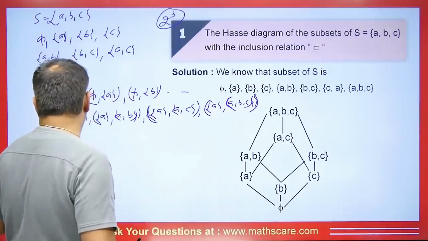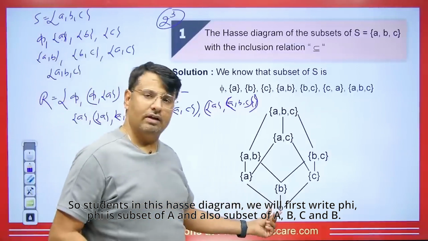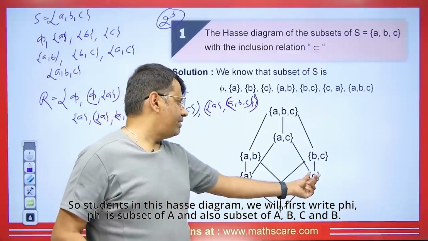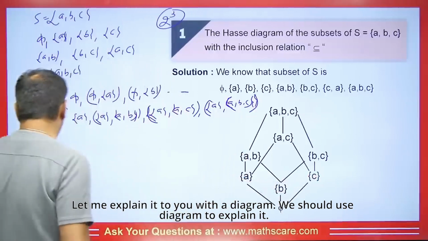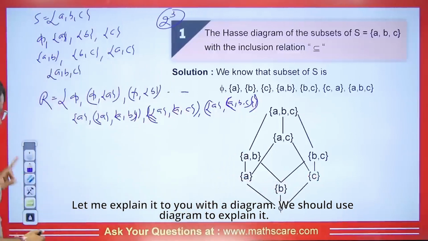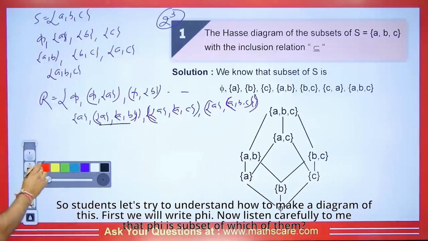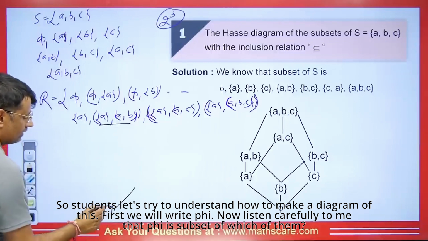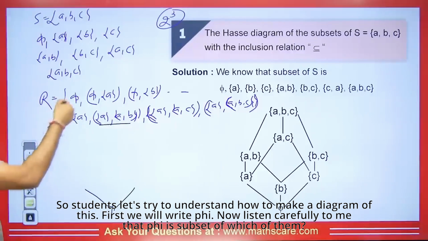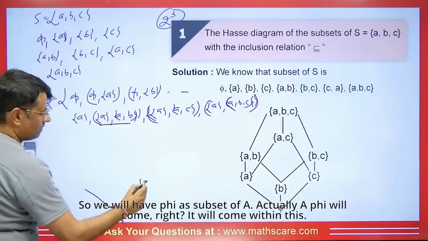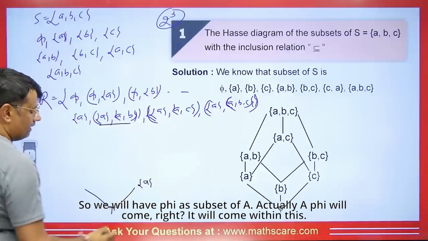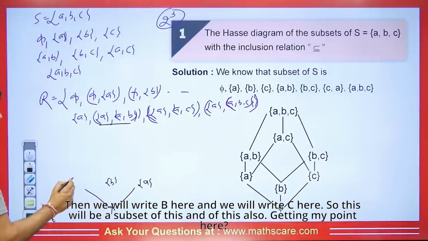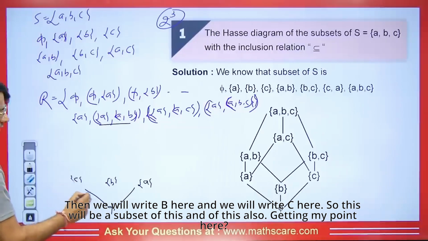Try to understand this. So students, in this hash diagram, we will first write phi. Phi is a subset of A, B and C. Let me explain it to you with a diagram. So students, let's try to understand how to make a diagram of this. First, we will write phi. Now listen carefully, phi is a subset of which of them? So we will have phi as a subset of A. It will come within this. Then we will write B here and we will write C here. So this will be a subset of this and of this also.